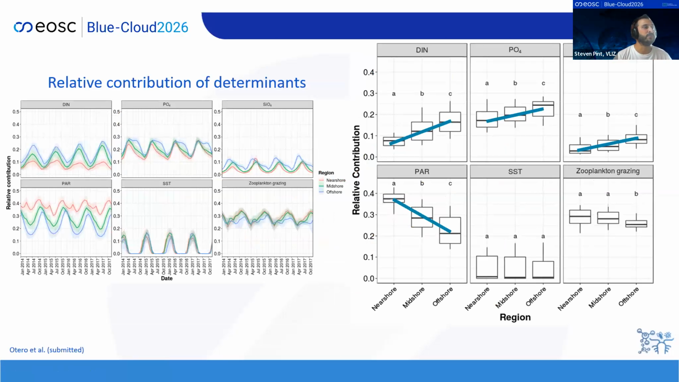And for the main goal, it was to see how much each determinant contributed to changes in phytoplankton biomass. On the left graph, you can see the temporal dynamics. The seasonal changes are clearly shown. And on the right, it's a comparison between the regions. And there we can see that for nutrients and for solar irradiance, there was a near-offshore gradient in the Belgian part of the North Sea.